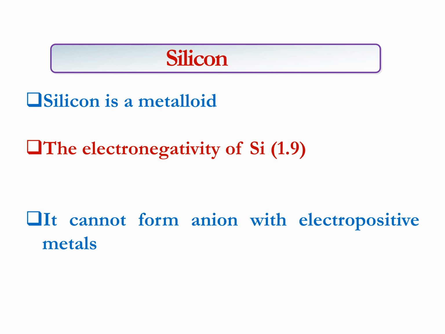Just like carbon, silicon cannot form cation and it cannot form anion. This is because silicon is a metalloid. So it has properties of both metals and non-metals. The electronegativity of silicon is 1.9, which is higher than the electronegativity of metals. Therefore, it does not totally form a cation, as metals do by losing electrons. Also, because silicon does not have very high electronegative value like non-metals or halogens that have electronegativity greater than 3, it cannot also form anion with electropositive metals.